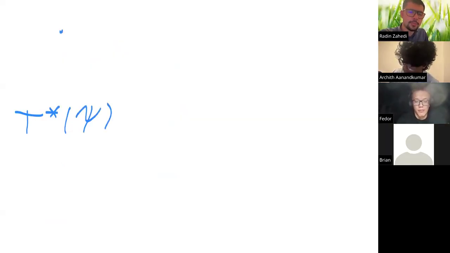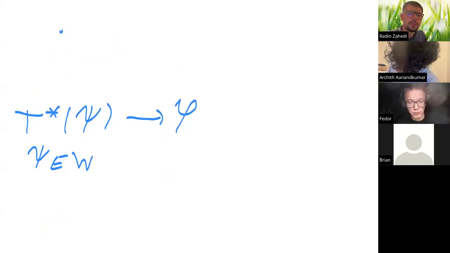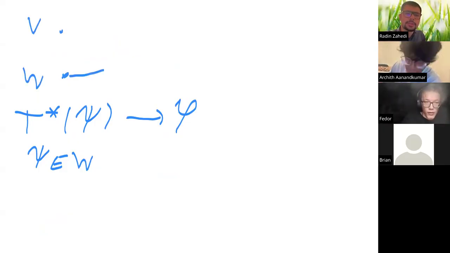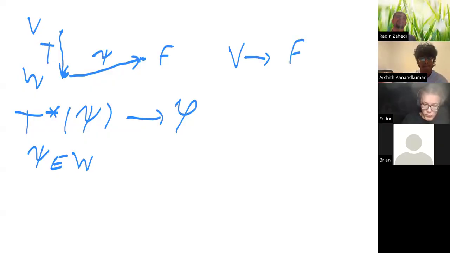Typically, we should assign to each psi, where psi is a linear functional in W, a linear functional in V. So in other words, here we have V, we have W, we have this psi from W to F, and again, of course, we do have this T assumption, and we're just going to try to compute and construct a linear map from V to F based on psi and T.